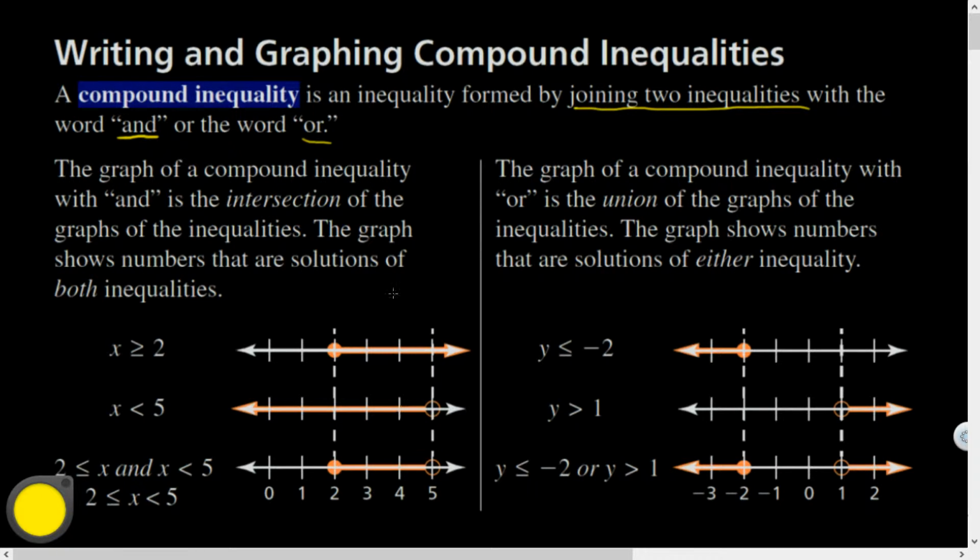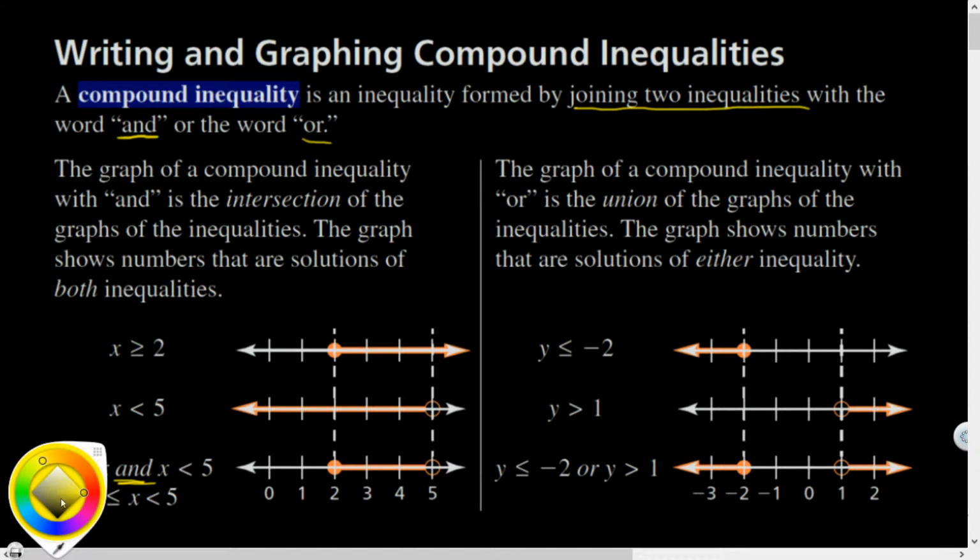All right, so over here on the left, I've got two inequalities. I've got x is greater than or equal to 2, which would have been a closed circle at 2, shaded to the right. I've got x is less than 5, which would have been an open circle at 5, shaded to the left. Now, if I use the and logic and combine those two into a single inequality, what I'm saying is which numbers are greater than or equal to 2 and less than 5 at the same time.